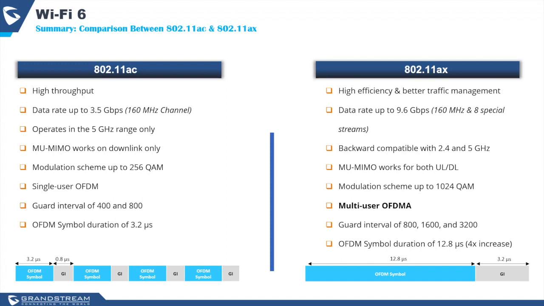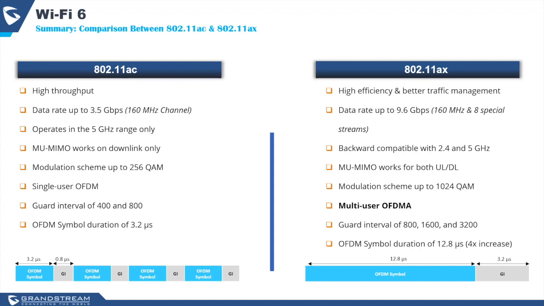It is backward compatible with both 2.4 and 5 gigahertz. It uses multi-user MIMO technology for both uplink and downlink, and a modulation scheme of up to 1024 QAM. Of course, it uses multi-user OFDMA, which I consider the biggest enhancement in Wi-Fi 6. It uses a guard interval of up to 3200.